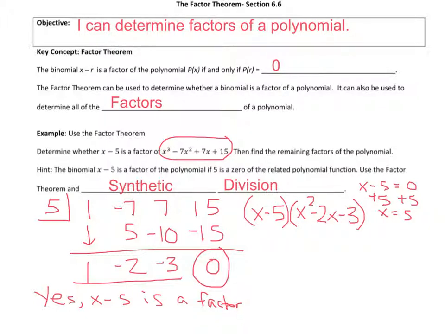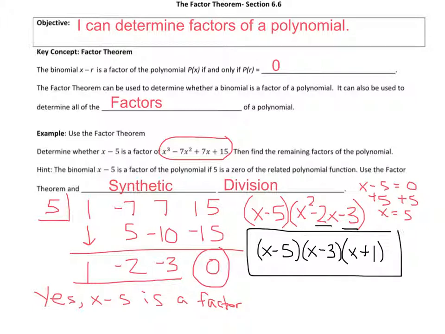So if we factor x squared minus 2x minus 3, we need two numbers that multiply to negative 3 and add to negative 2. So if we come up with that, we're going to have our x minus 5 still. And then for our two factors, we'll have x and x. And we know that negative 3 times 1 is going to give me negative 3, and negative 3 plus 1 is going to give me that negative 2. So our final answer for the factors is x minus 5 times x minus 3 times x plus 1.